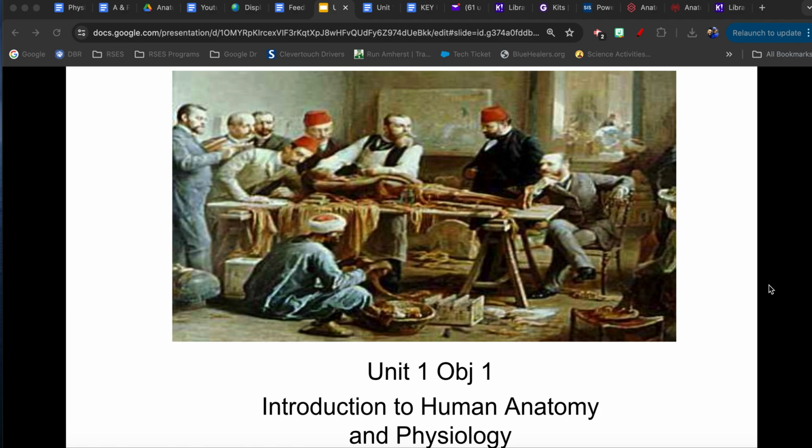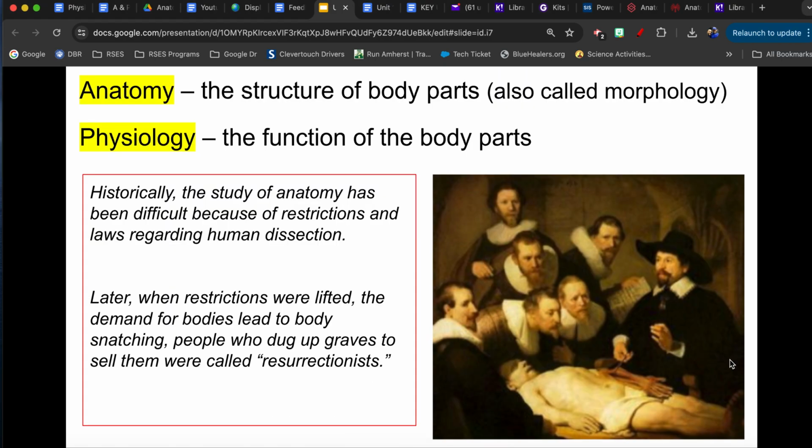Intro to Human Anatomy and Physiology, and we'll start off with the definitions of those things. So, the big difference between anatomy and physiology is anatomy is simply the structure of the body parts. Where are they? What do they look like? Physiology is then the function. What do those parts do?